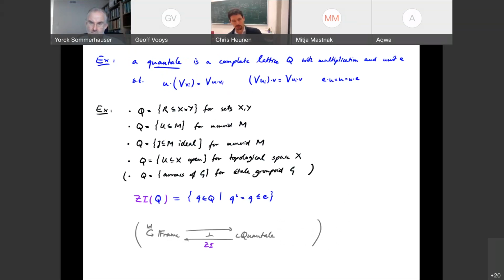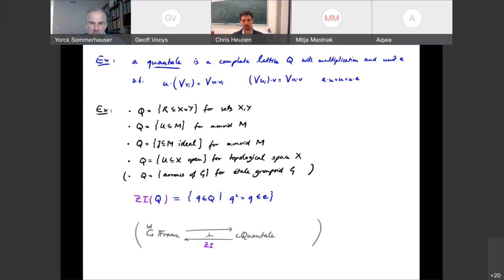Here's a slightly more involved example. It's still based on order theory and partially ordered sets, but it's a bit more involved. A quantale is a complete lattice. That means it's a partially ordered set that has arbitrary greatest lower bounds and arbitrary least upper bounds. But it's not just that, it also comes with a multiplication and a unit. It's also a monoid, such that multiplication and taking suprema cooperate in the sense of these three equations. Multiplying a fixed element with a supremum of other elements is the same as multiplying the fixed element with each one of them and then taking the supremum. So multiplication distributes over suprema.